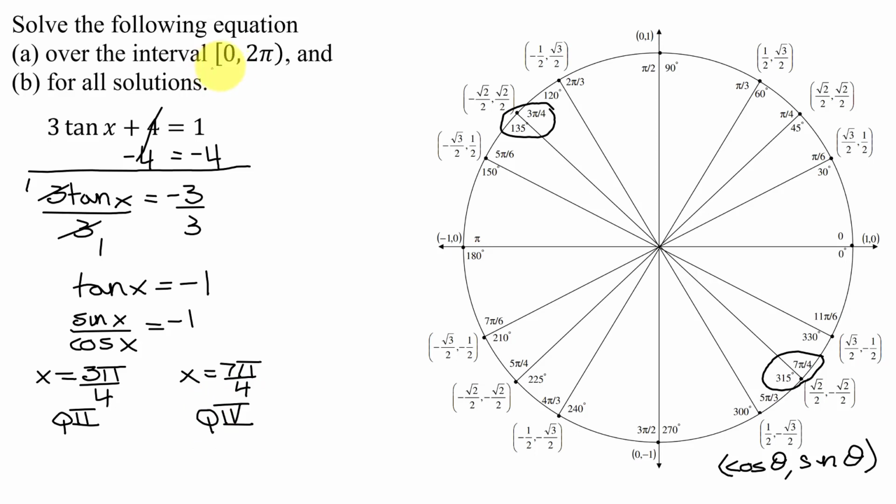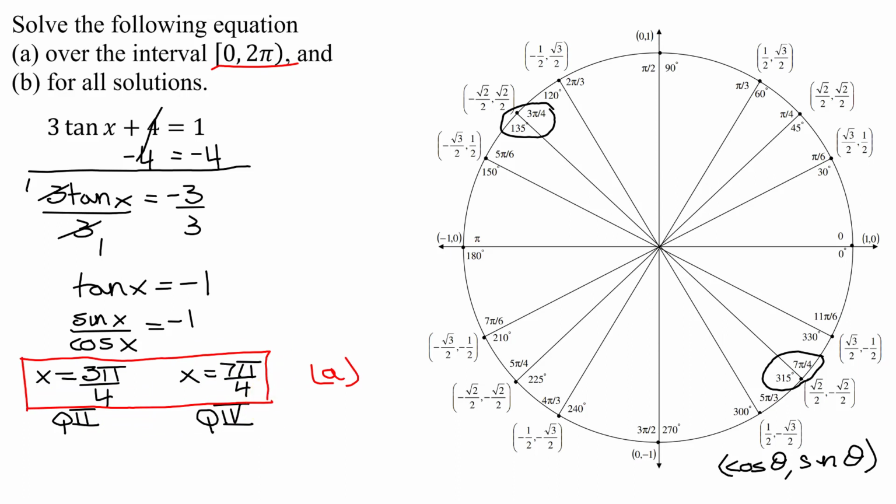So if I'm asked for all the solutions between 0 and 2 pi, this is my answer for part A. I have two solutions, x equals 3 pi over 4 and 7 pi over 4.